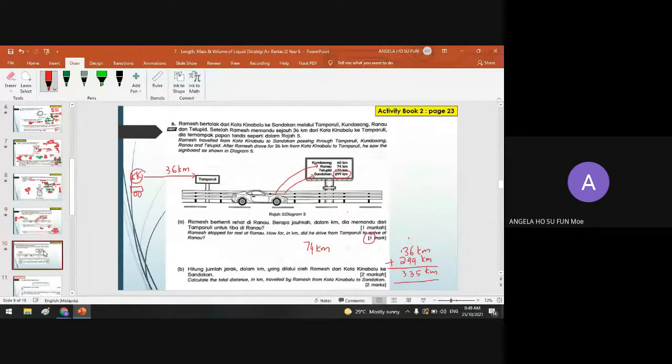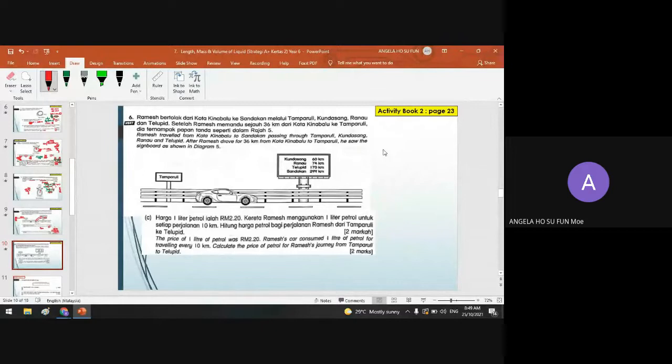Okay, the last part, right? C. Now look at it properly. Same pictures. Teacher purposely put the pictures here so that you can see it clearly. Okay, now they're using petrol. The price of 1 liter of petrol was 2 ringgit and 20 cents. Ramesh car consumed 1 liter of petrol for traveling every 10 kilometer. Calculate the price of the petrol that Ramesh journey from Tampaluri to Tulupit.